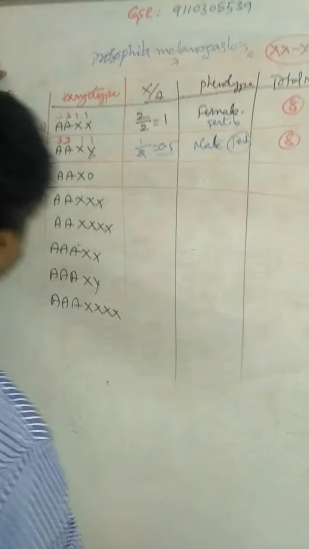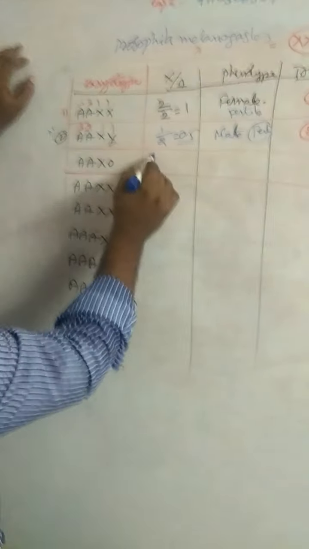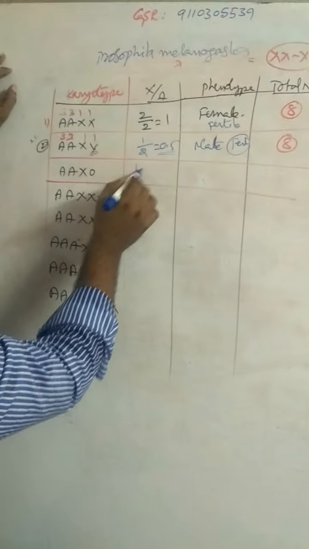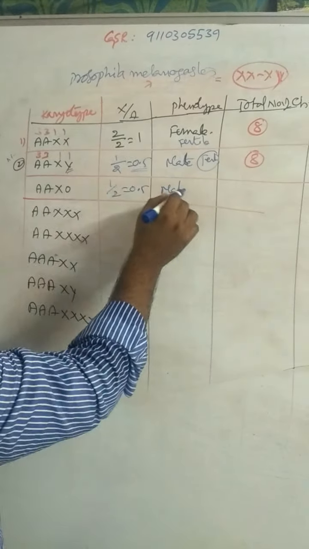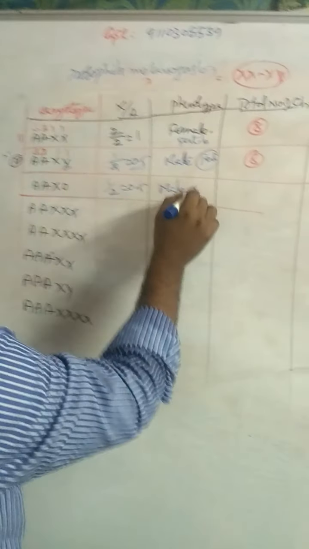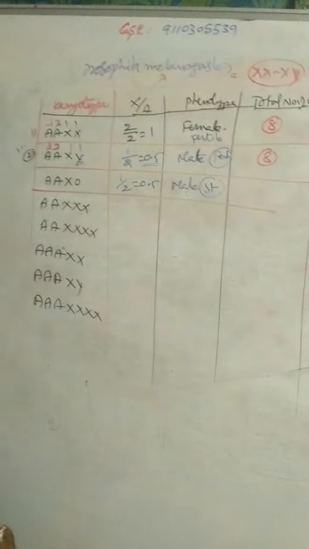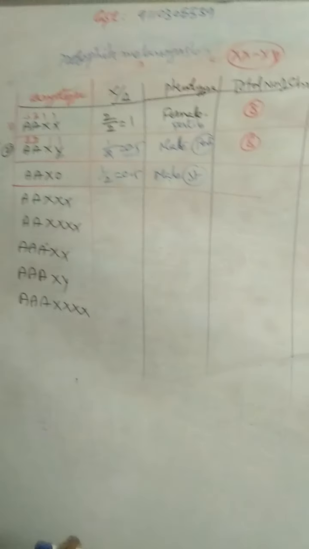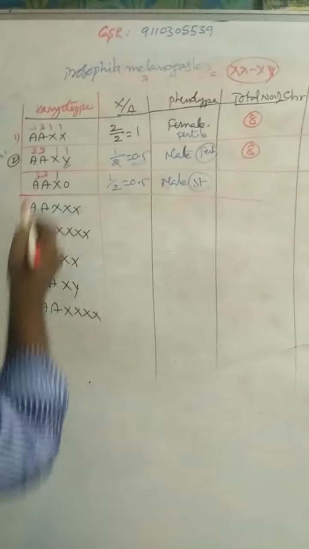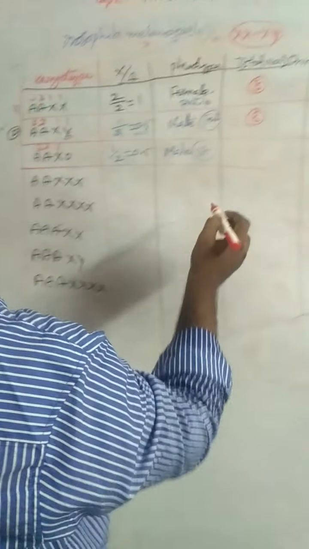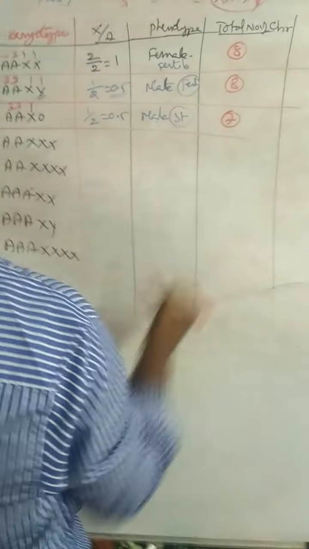And next one, here number of X chromosomes 1 by 2 is equal to 0.5. This one also male, but sterile male. Sterile male, not fertile. Why? Absence of Y. So total number of chromosomes: 3, 3, 1, 0. 3 plus 3, 6 plus 1, 7 chromosomes.